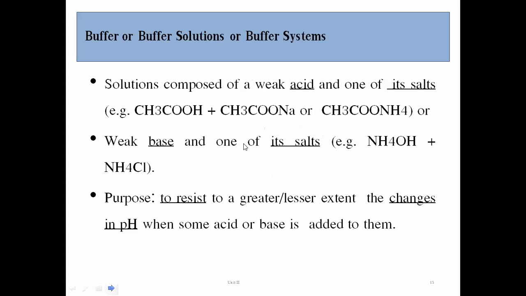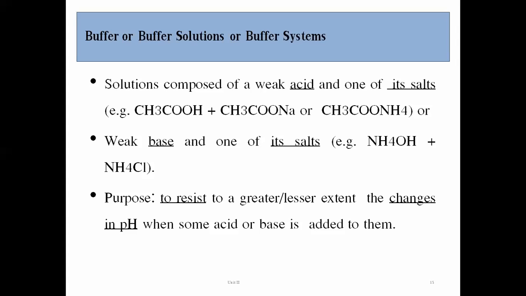Now, we will move towards the important point from our syllabus, that is buffer solutions or buffer system. Now, we all know what is the meaning of the word buffer. Any solution which will resist the change in the pH value upon addition of small volumes of either acid or a base, this solution is known as buffer solution.